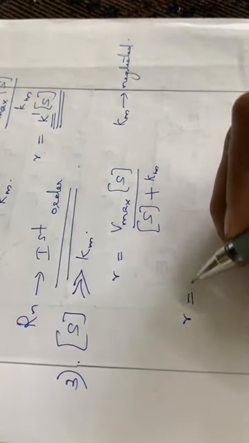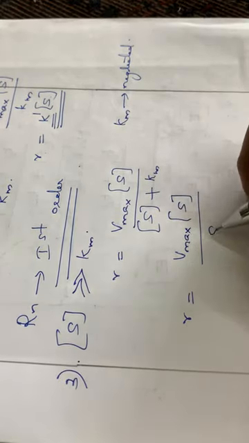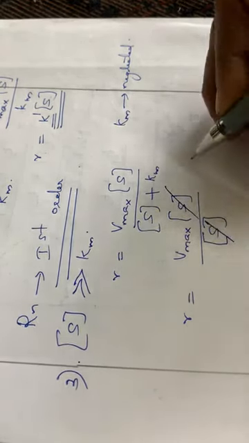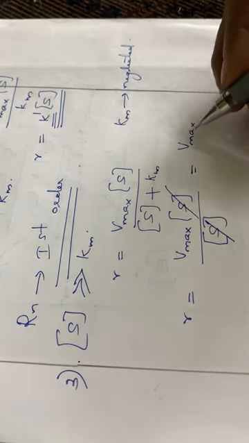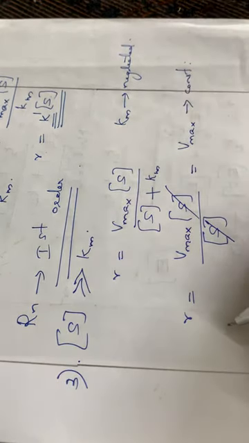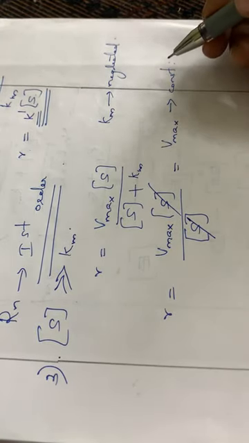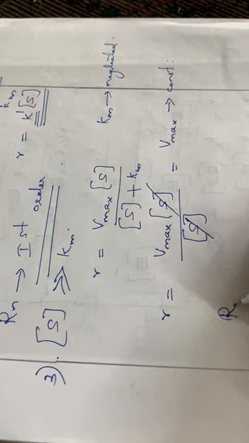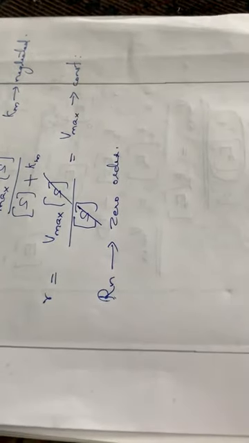So we can rewrite the equation: R is equal to Vmax into S divided by concentration of S. Both of these get cancelled, so that will be equal to Vmax. Okay. So Vmax is again a constant. That means the reaction rate will be equal to a constant, isn't it? That means the reaction is of zero order. It does not depend on the concentration of the reactant, isn't it? So the reaction is a zero order reaction.